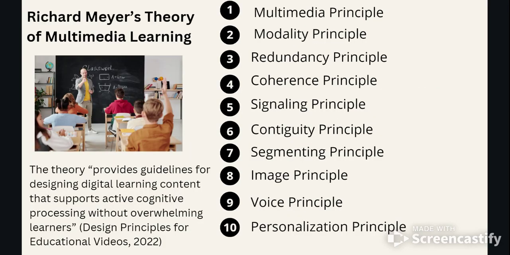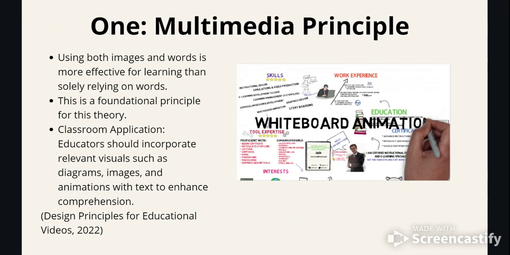So we're going to be talking about Richard Mayer's theory of multimedia learning. This theory provides guidelines for designing digital learning content that supports active cognitive processing without overwhelming the learners. There are 10 principles, which includes the multimedia principle, the modality principle, the redundancy principle, the coherence principle, the signaling principle, the contiguity principle, the segmenting principle, the image principle, the voice principle, and the personalization principle. And we will break those down.